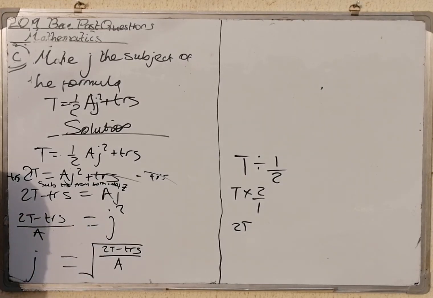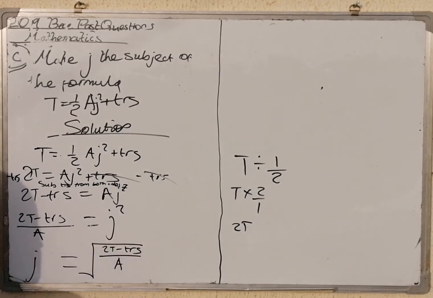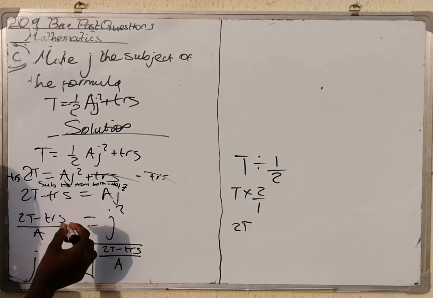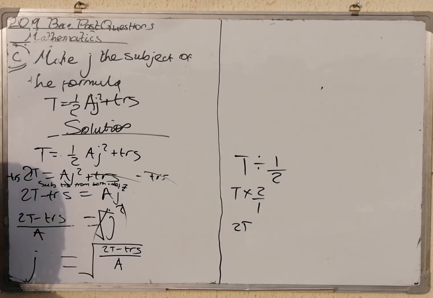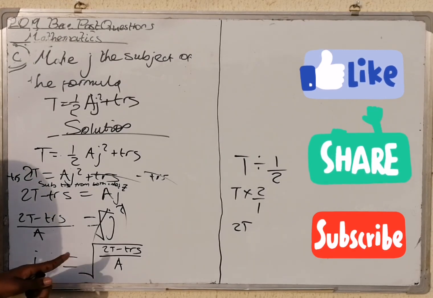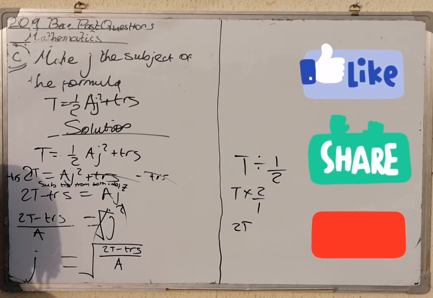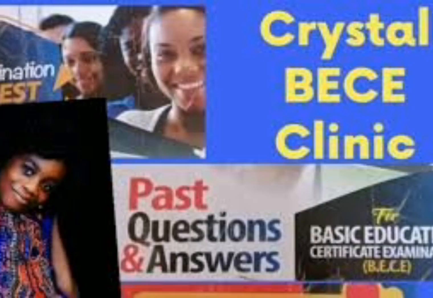So for us to find out the value of j, not j square, we have to find the square roots of both sides. If we find the square roots of both sides, the square root cancels the square sign, making it j, and the square root of 2t minus TRS all over a is our answer. Therefore, j equals square root of 2t minus TRS all over a.